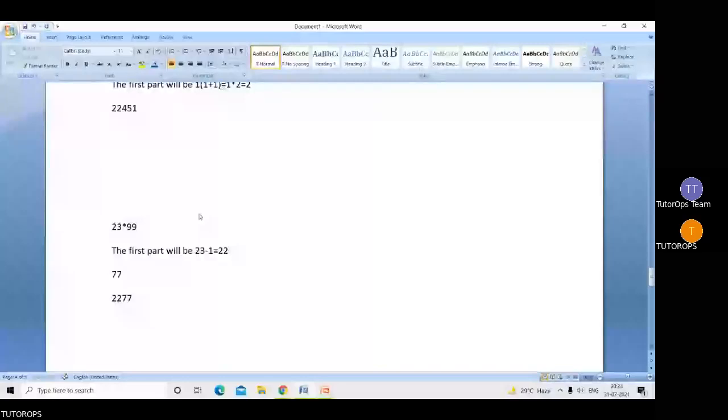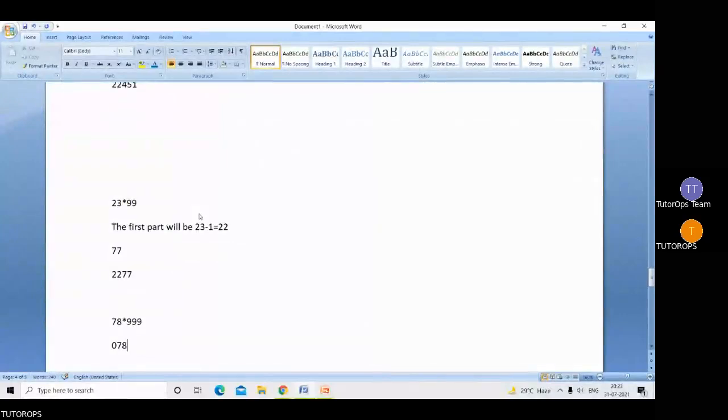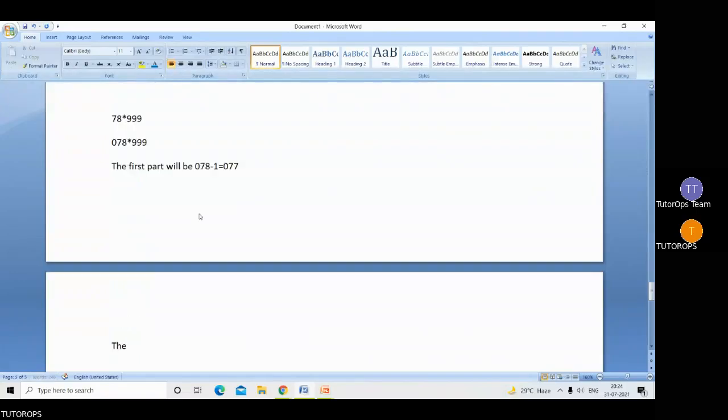Say I have been given a number, say 78 into 999. So for 78, I need to put a 0 on the left hand side. So it will be 078, then 999. Now the digits are same. So the previous method will be repeated. So now the first part will be, remember here I have put a 0, so you can put the 0 also, 077, and the last part will be applying all from 9 but last from 10 on 077.